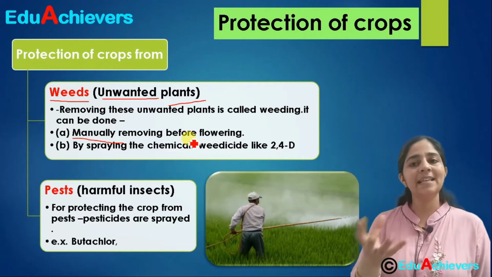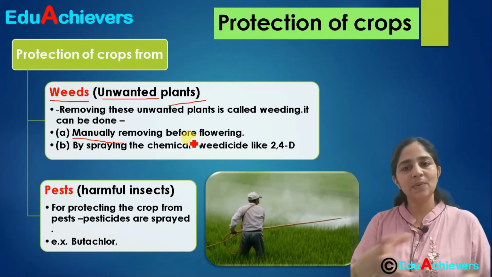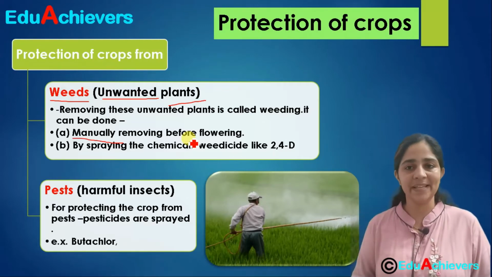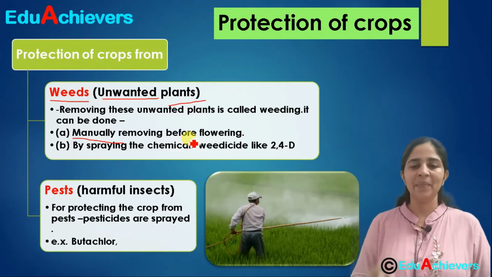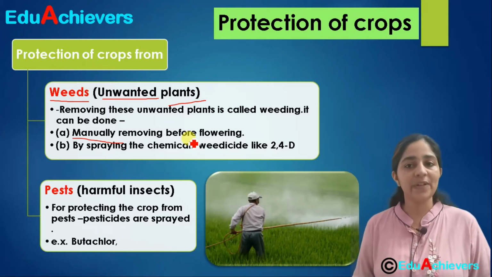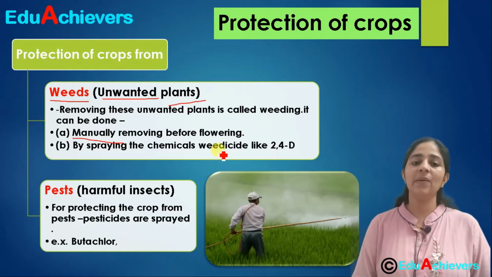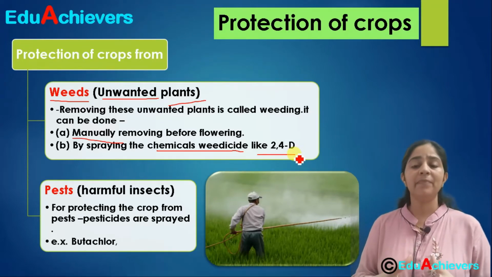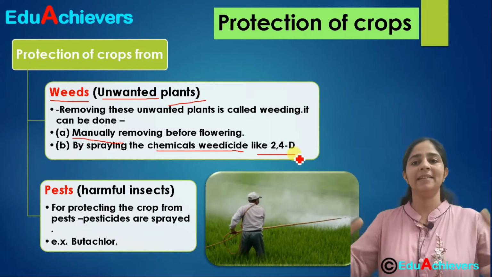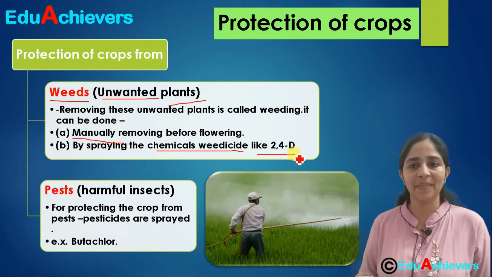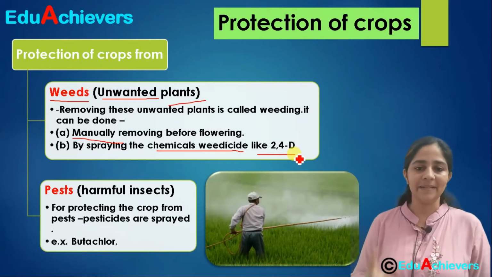Otherwise, once the seeds grow, they will spread again in the soil, and the next season will have more of these weeds. So that has to be done very carefully, in the early stages of growth. Second, weeding can also be done by using chemicals called weedicides, like 2,4-D. If a farmer has a huge land, he may not be able to do the weeding manually, so they spray the weedicide.